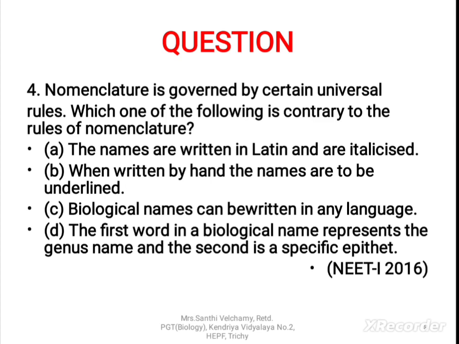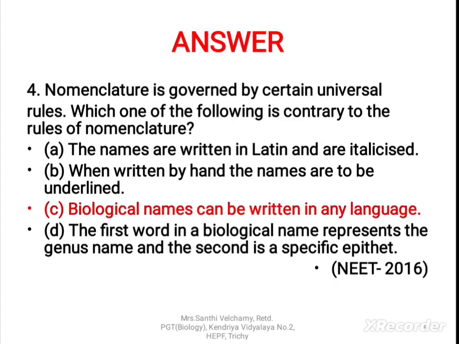Then the fourth question, nomenclature is governed by certain universal rules. Which one of the following is contrary to the rules of nomenclature? A. The names are written in Latin and italicized. B. When written by hand, the names are to be underlined. C. Biological names can be written in any language. D. The first word in a biological name represents the genus name and the second is a specific epithet. The correct answer is C. Biological names can be written in any language.